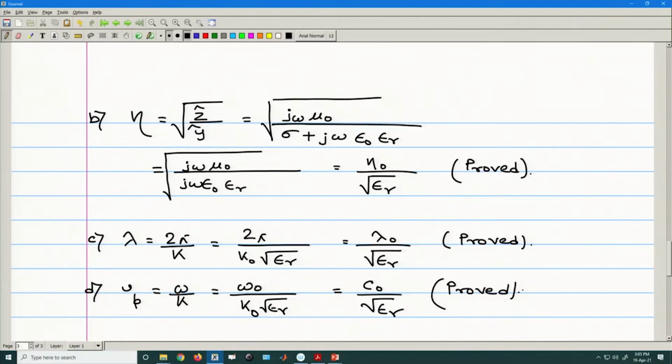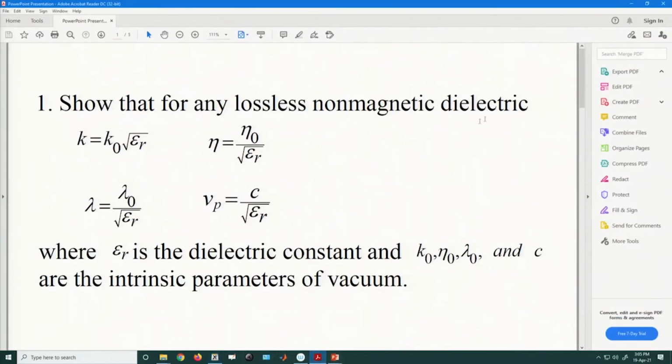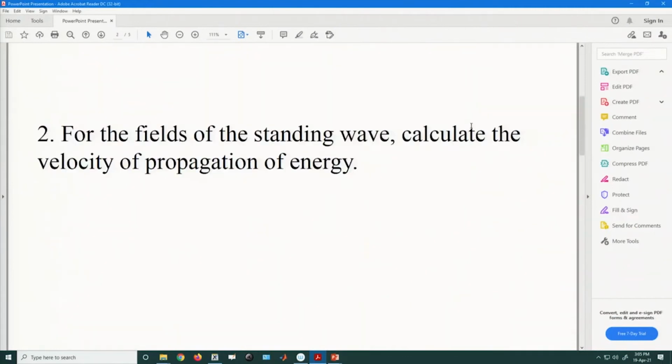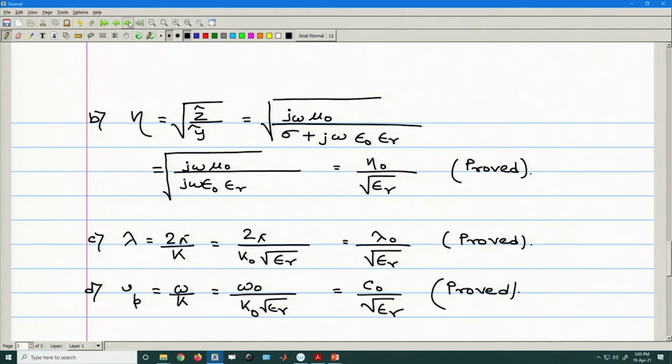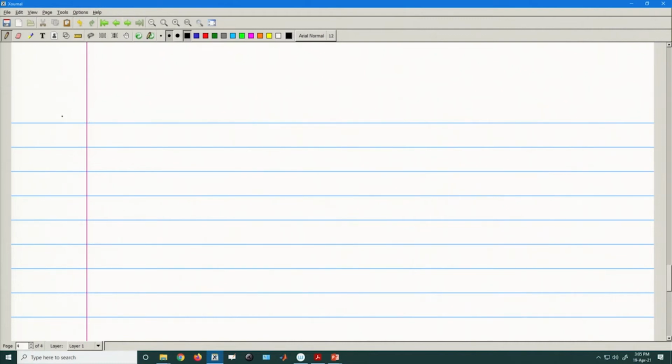Moving on to the next problem, for the fields of the standing wave, we need to calculate the velocity of propagation of energy. Okay. So we will start solving the second one. Fine. So, we need to find out the velocity of propagation of energy for a standing wave.